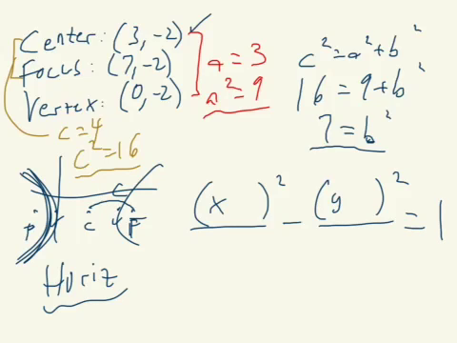The center is 3, -2. 3 goes with the x, -2 goes with the y. Since it's a minus, it could be y minus -2, but it's a lot easier to write y plus 2. The denominator, 9, the a squared, is always under the first term. b squared is always under the second. We're done.